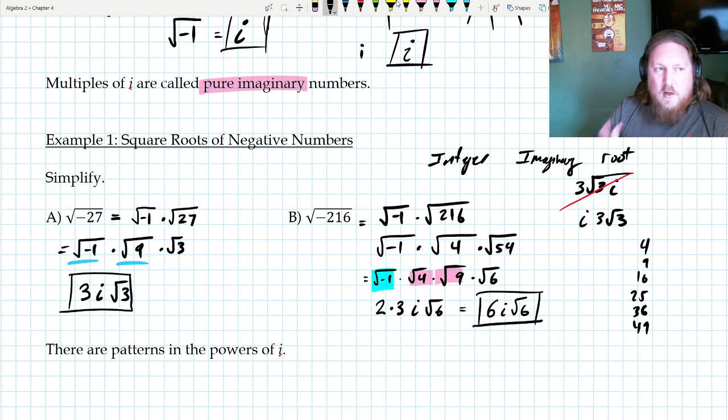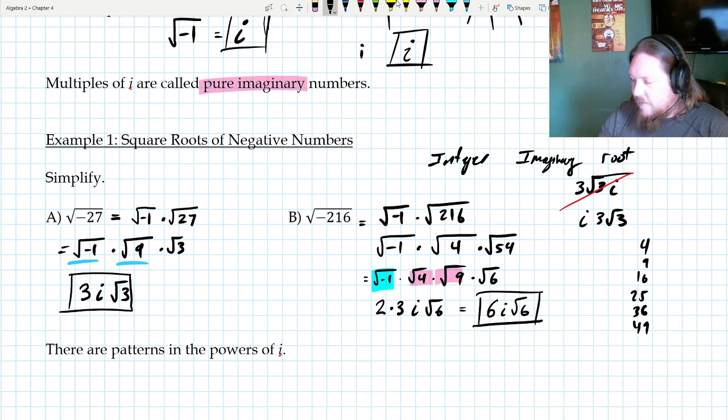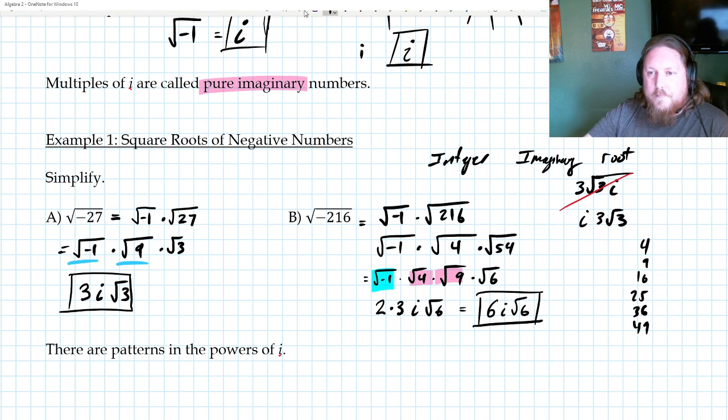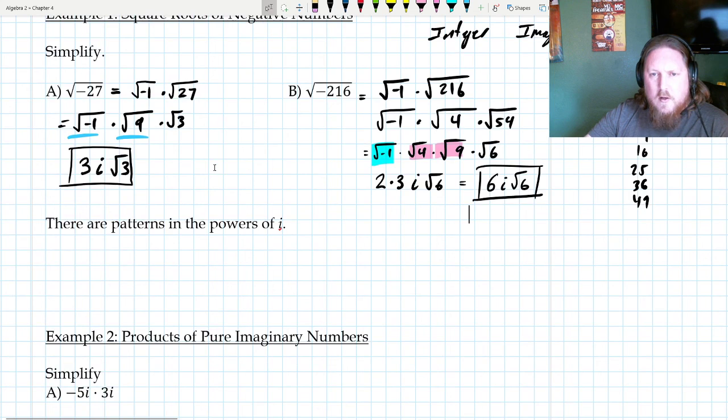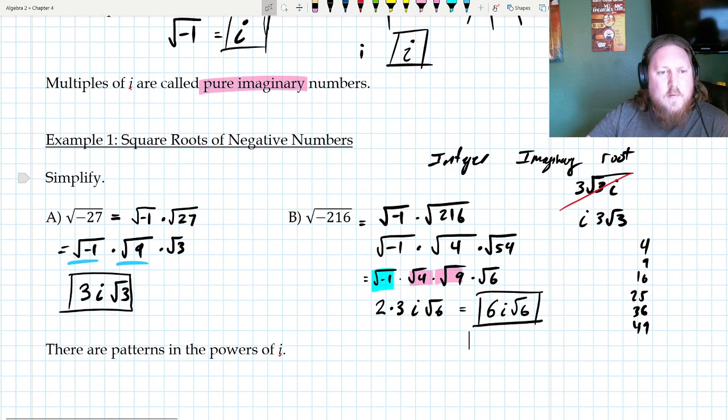Now, one important thing here is that both of them were like 3i root 3 and 6i root 6. That's just the pattern that's there. It's not actually a thing. I mean, I could have easily just had 5i root 6. That's fine. All right. So that's how you find square roots with negative numbers.